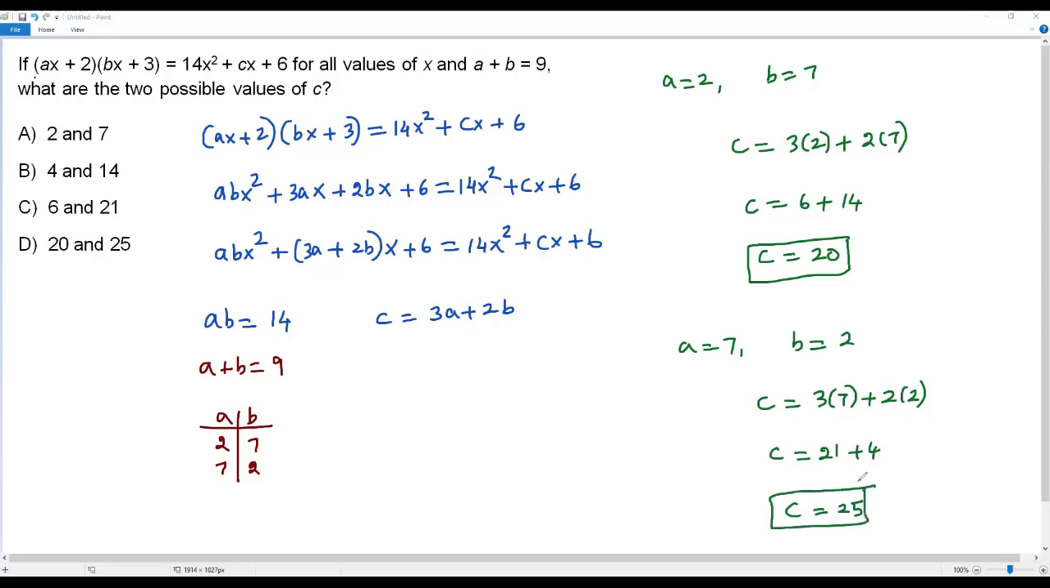So from the given information, the two possible values of c are 20 and 25. We find 20 and 25 in answer choice D. So the correct answer choice for this question is option D.